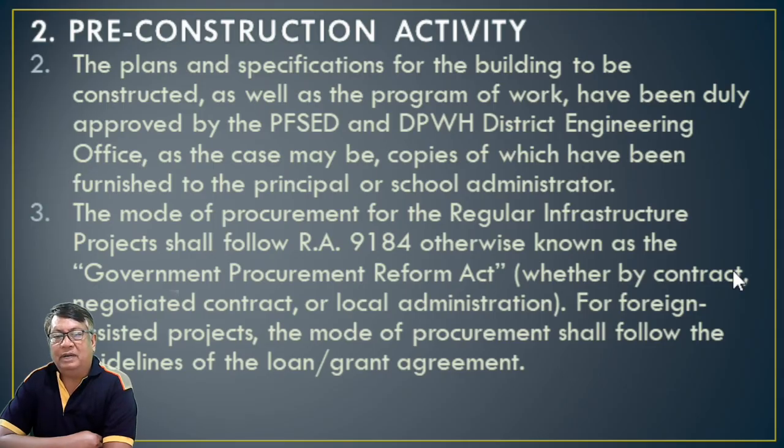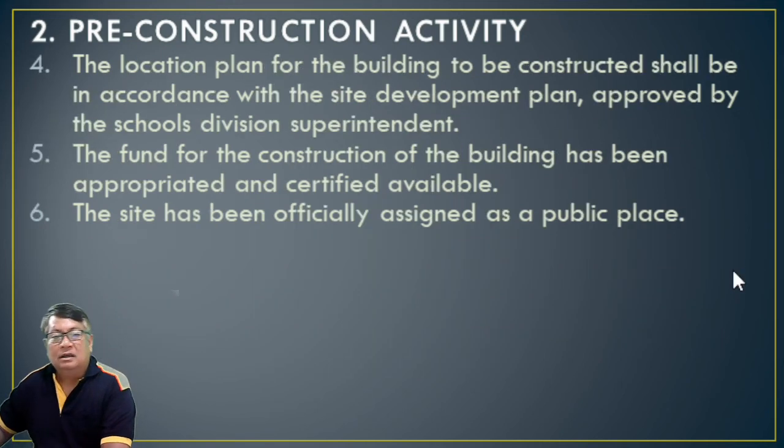So whether by contract, negotiated contract, or local administration. Okay, for foreign-assisted projects, the mode of procurement shall follow the guidelines of the loan or grant agreement. Okay? So, the location plan for the building to be constructed shall be in accordance with the site development plan as we discussed in the previous part, no? Approved by the schools division superintendent.